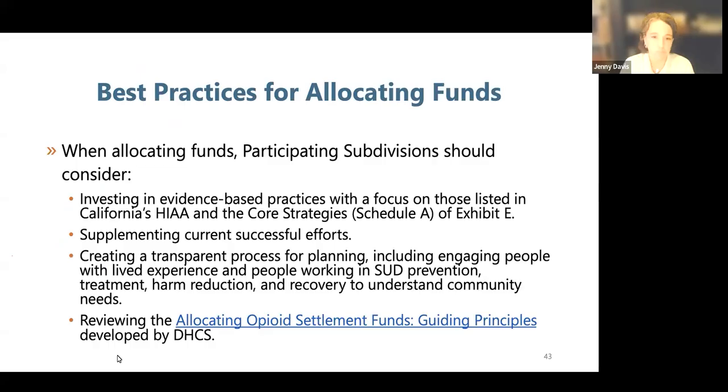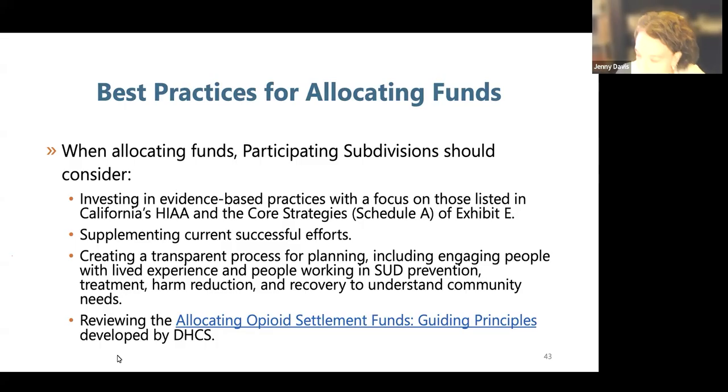So if you are new to managing your local settlement funds, you could be in receipt of a fairly large chunk of money, especially if no expenses have been made or only small fractions of those funds have been spent, which is a really good opportunity for our local cities and counties to think about how they want to invest those funds. But with that opportunity can come a lot of hesitancy, if that's a word, because I spent this whole webinar talking about all of the restrictions and reporting requirements that are on these funds.